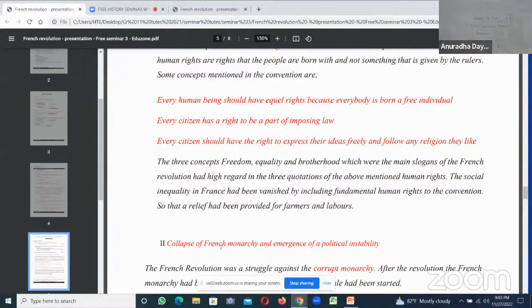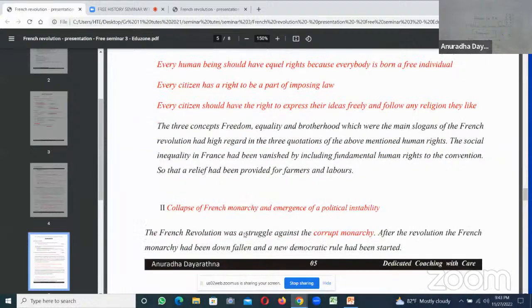The kingdom of Bourbon monarchy. The last King, Louis XVI, was imprisoned. Later on, he was killed. The French Revolution was a struggle against the corrupt monarchy. After the revolution, the French monarchy had been brought down and a new democratic rule had been started.